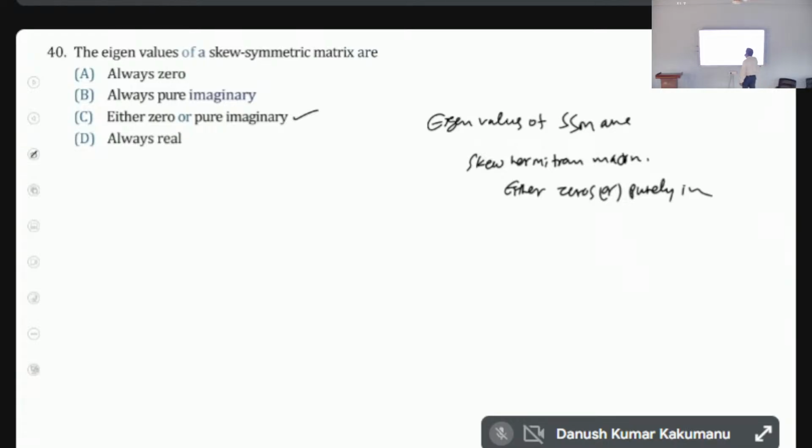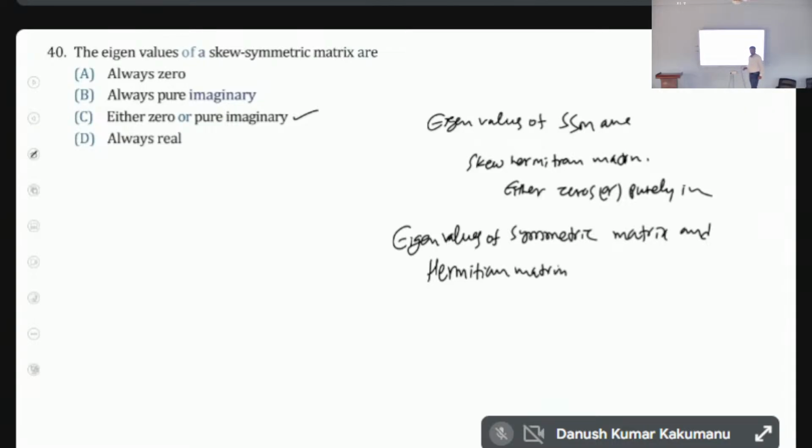Eigenvalues of a symmetric matrix and Hermitian matrix are always real. What is the answer? That is the D option, always real.